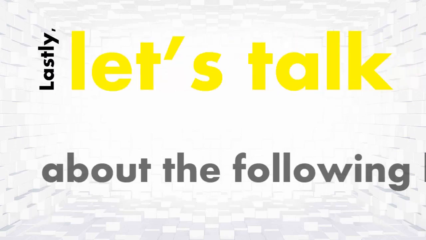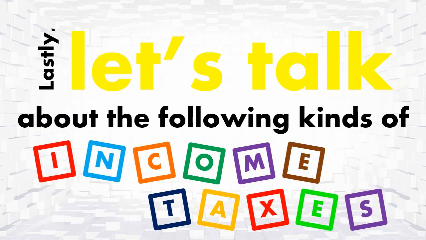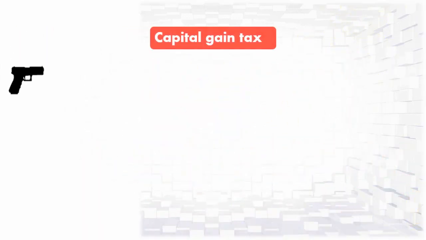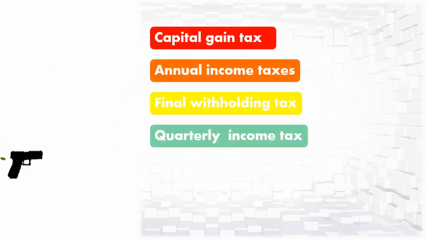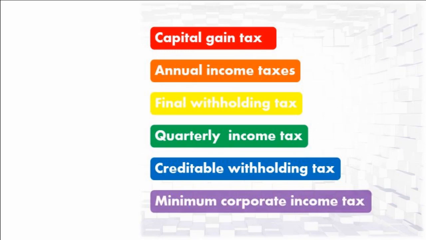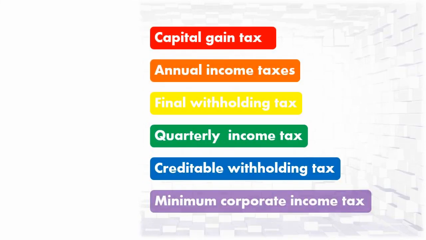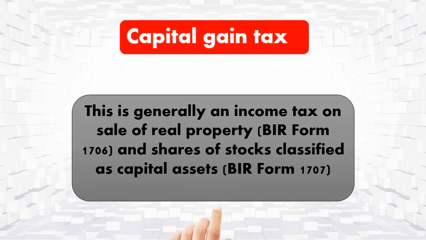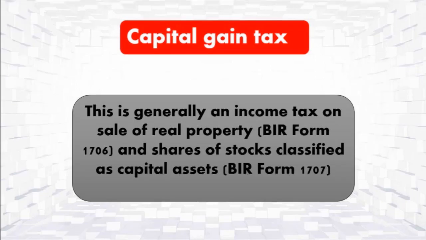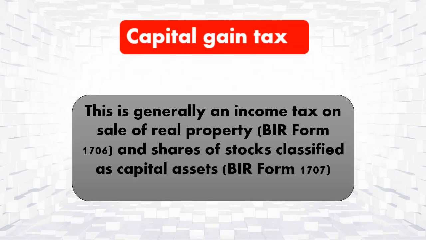Lastly, let's talk about the following kinds of income taxes. Capital gain tax, annual income taxes, final withholding tax, quarterly income tax, creditable withholding tax, minimum corporate income tax. What is a capital gain tax? This is generally an income tax on sale of real property under BIR Form 1706 and shares of stocks classified as capital assets under the BIR Form 1707.